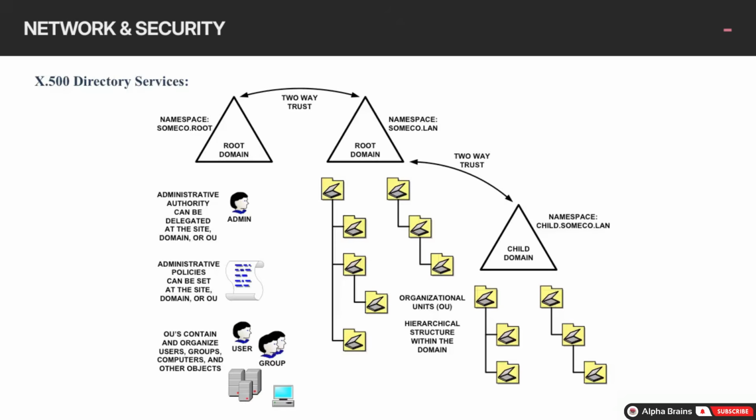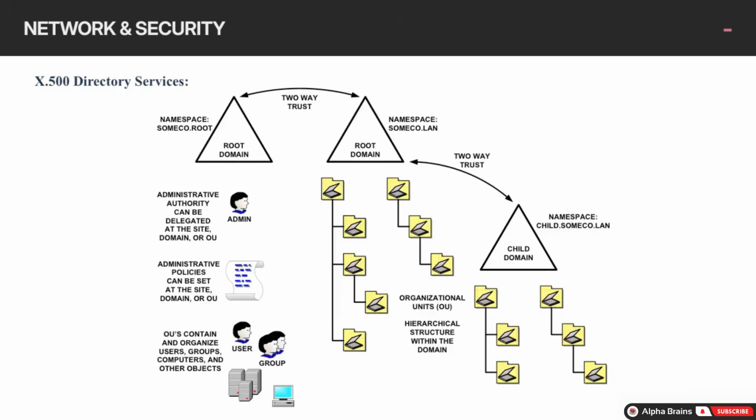This implies a contiguous namespace. So if the top-level domain in this example is called sumco.lan, the child domain would have a contiguous namespace, a subset of sumco.lan, and in this example, we call it child.sumco.lan. The child domain must have this contiguous namespace, but also has the same two-way trust between its parent domain and the child domain.